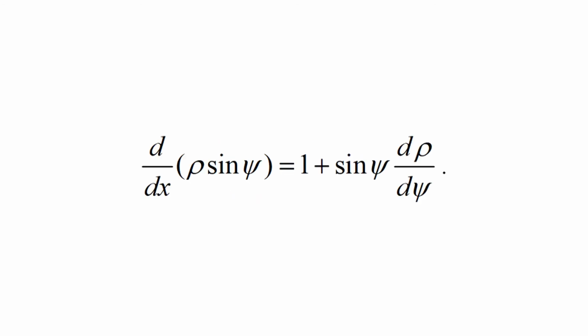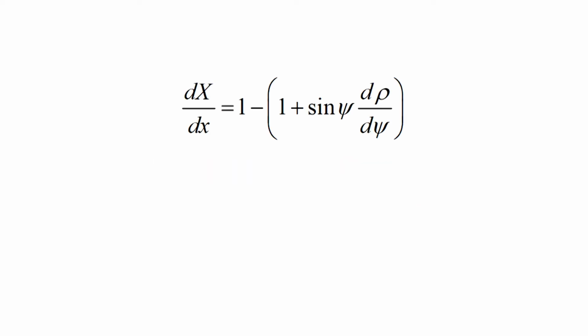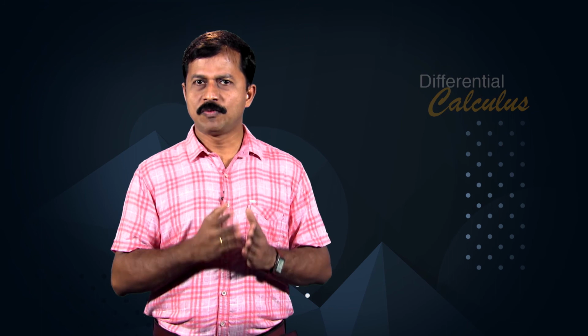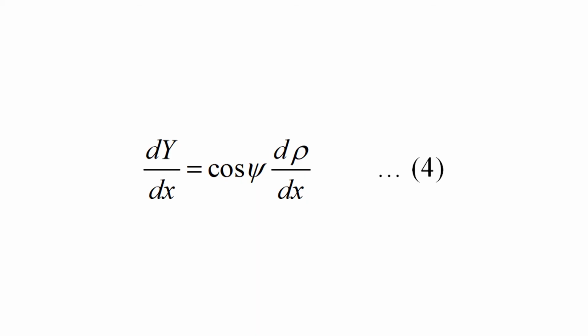Thus, we obtain d by dx of rho sin psi is equal to 1 plus sin psi times d rho by d psi. Hence, dX by dx is equal to 1 minus (1 plus sin psi d rho by d psi), which is equal to minus sin psi d rho by dx. We call it equation number 3. Similarly, differentiating Y is equal to y plus rho cos psi with respect to x, we obtain dY by dx equal to cos psi d rho by dx. We call it equation number 4.